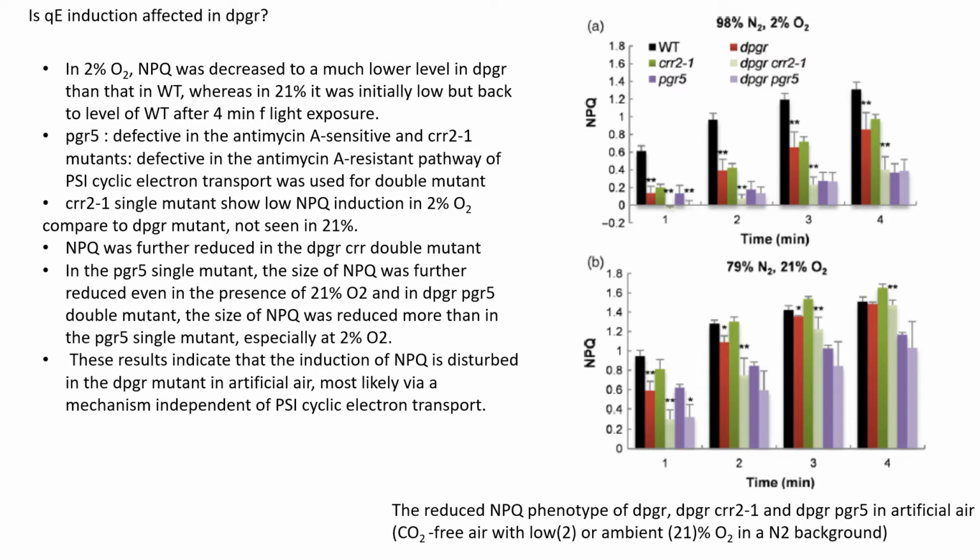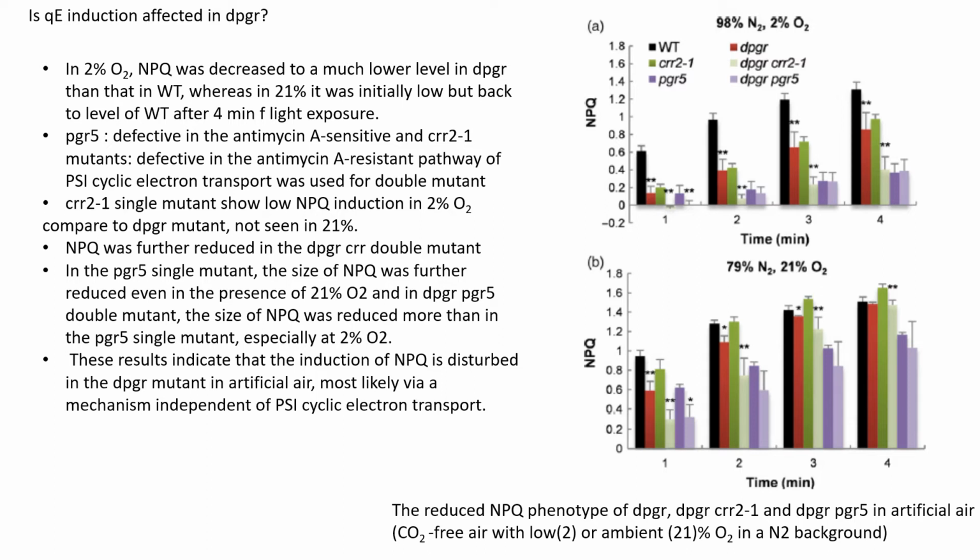it was seen that the size of NPQ was further reduced even in 21% oxygen, unlike what we had seen for CRR. And in the DPGR PGR5 double mutant, the size of NPQ was reduced more than in the single mutant for PGR5, which was also seen at the 2% oxygen level.